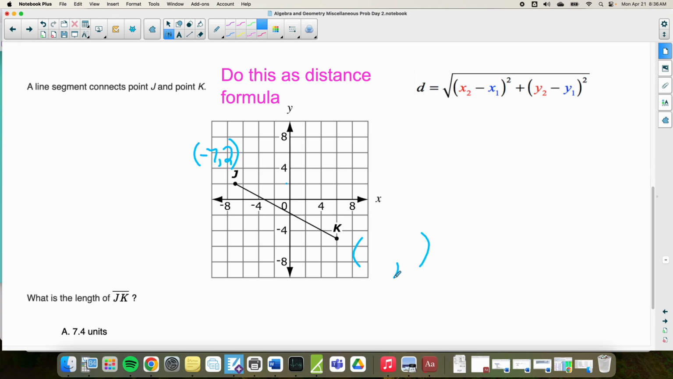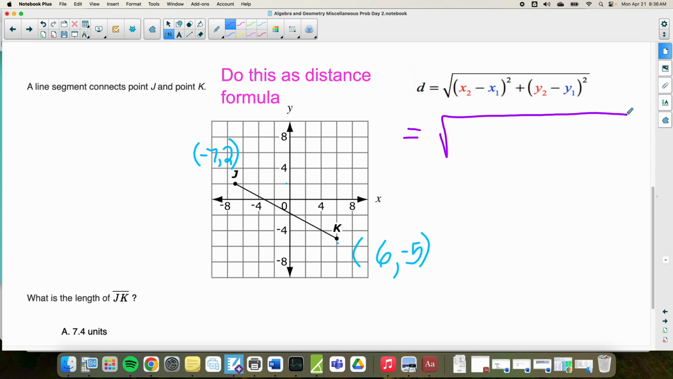So over how much? 6 and down 5. So wouldn't it be 6, -5? Okay. And now we're gonna do distance formula. Okay. The order that you subtract your x's does not matter.